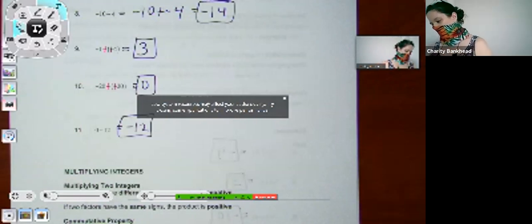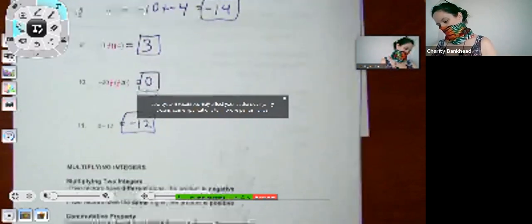All right, multiplying of integers. If two factors have different signs, the product is negative. If they have the same sign, the product is positive. So multiply the same sign, positive; multiply opposite signs, it's negative.